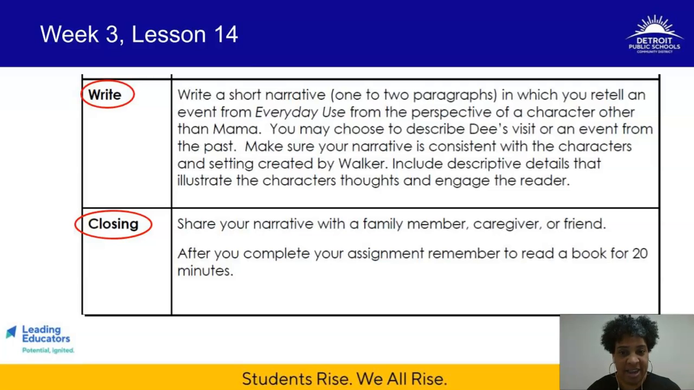Again, always reminding you of the essential question of the unit: What do stories reveal about the human condition? Always keeping that in the forefront of our thinking. And then our guiding question for the text: What factors lead a person to accept, reject, or feel neutral about his or her heritage?